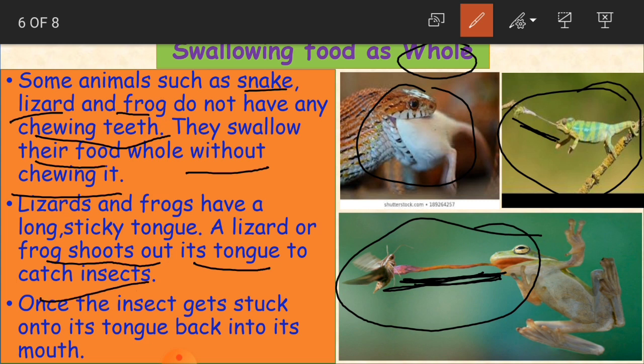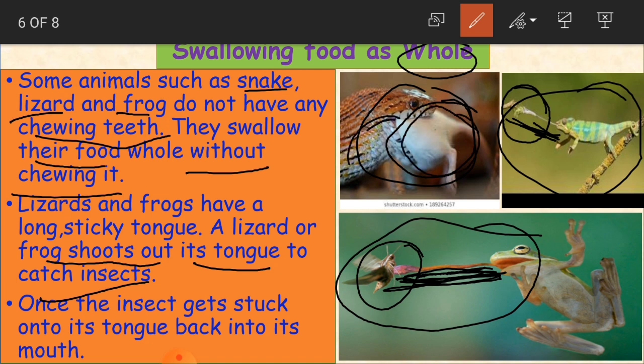A lizard or frog shoots out its tongue to catch insects. See what it is doing here. Here is a frog and this is a lizard, and here is also a lizard type of animal, for example, a chameleon. What they are doing is shooting out the tongue, in the sense it is sending its tongue out to catch the insect. See how long the tongue spreads out to catch the insect. And here they are taking it whole, this insect, as their food.